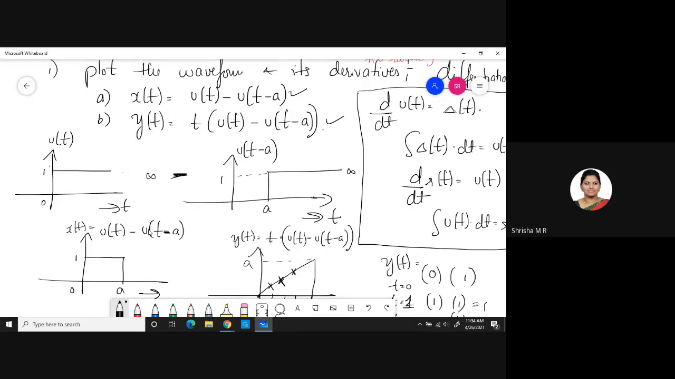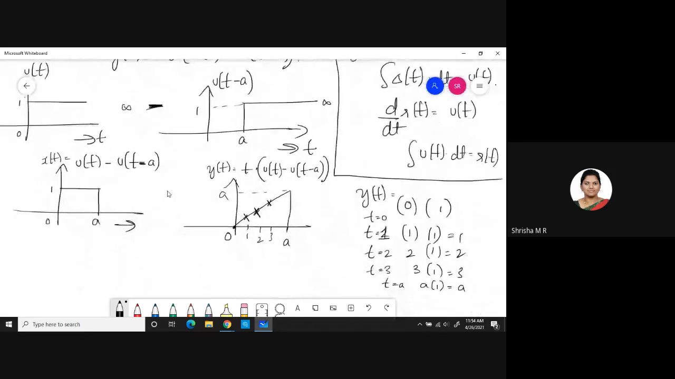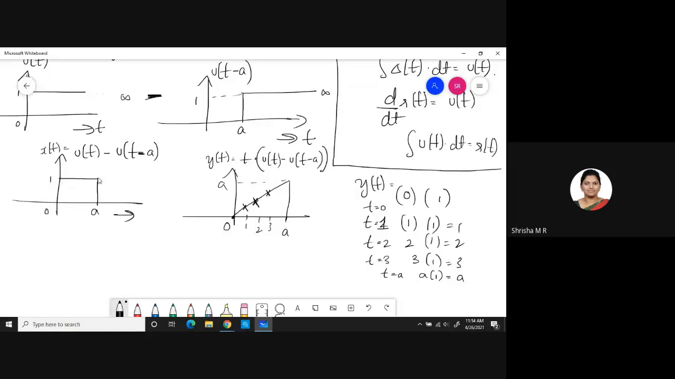Correct? You are multiplying this signal with the factor t. So this is a unit step. What is the amplitude of this unit step? It is 1. So we are multiplying with the factor t. Ma'am, in this, according to the value of t, the amplitude will change. Yes. At t is equal to a, amplitude will be a. At t is equal to 2, amplitude will be 2. Just an example I gave 1, 2, 3, because if I directly say a, you'll find it difficult to understand.